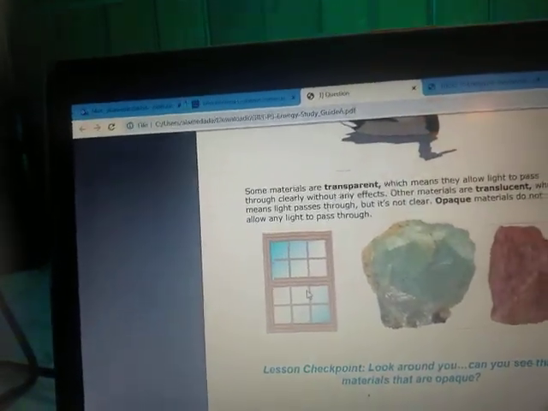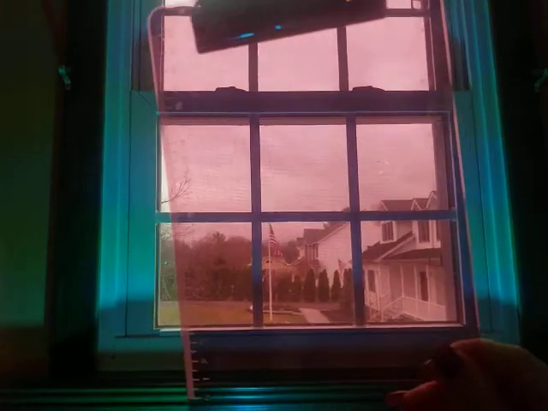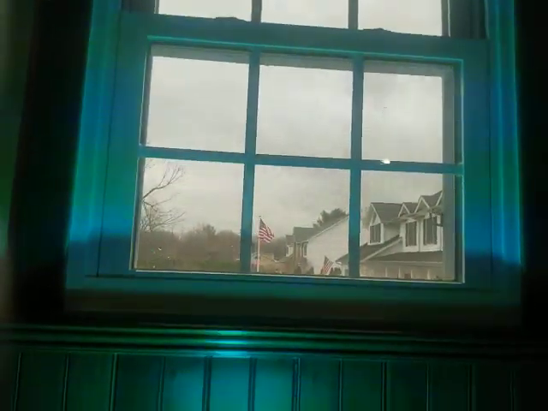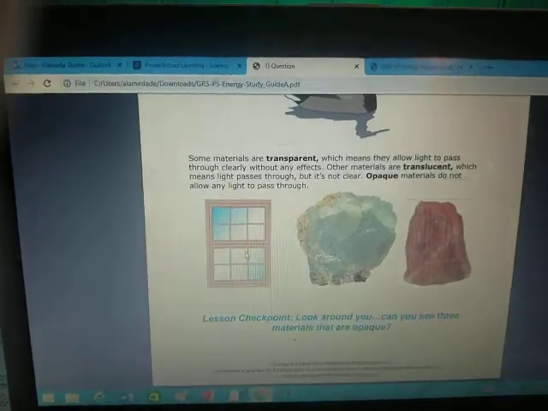Okay, I want to show you something too real quick. Here I have a clipboard, but it's not solid. Can you see that the light is going through it? So is this clipboard translucent or opaque? Comment below. All right, so that's the story.